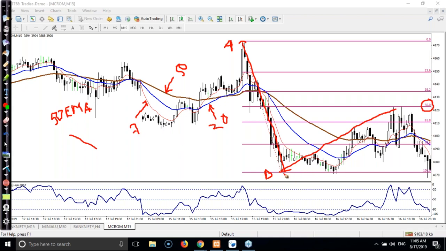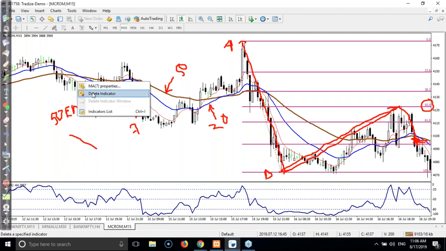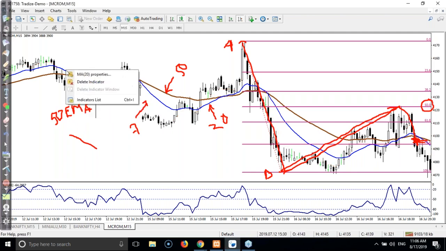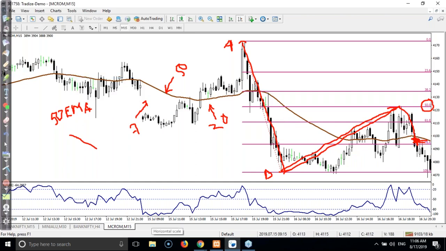So remember, now you can see here, after the retracement of 50 level, they broke the level of the moving average of 50. Have you seen here? So that means this is our sell entry, right? This is our sell entry. So let me remove this one, and this one and this one. One by one, I'll discuss and remove.